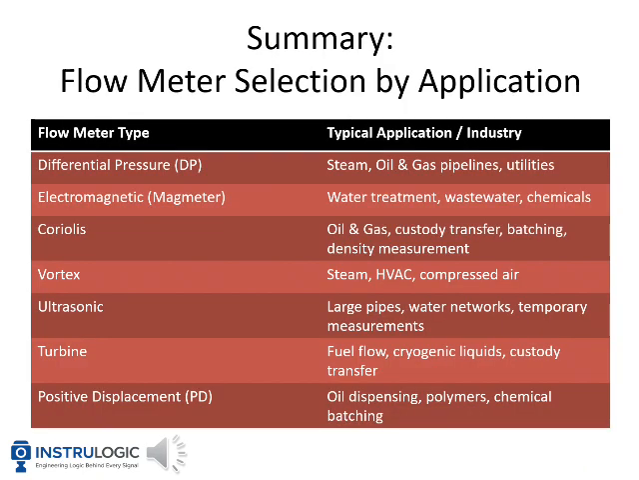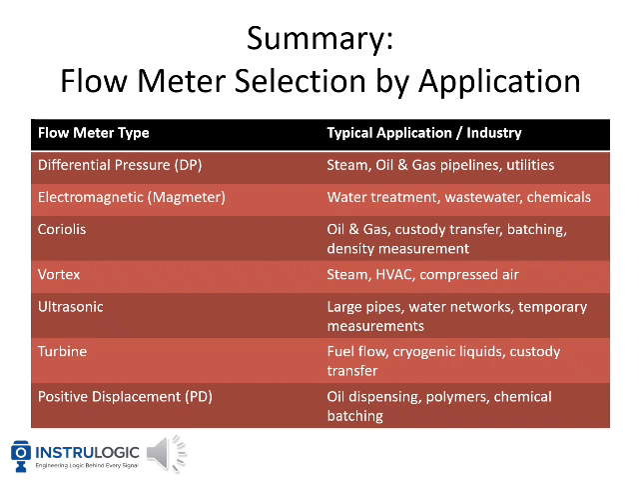Let's summarize what we've learned about flow meter selection by application. Differential pressure (DP) meters, used for steam, oil, and gas pipelines, and utilities. Electromagnetic meters, ideal for water treatment, wastewater, and chemical processes. Coriolis meters, chosen for oil and gas, custody transfer, batching, and density measurement. Vortex meters, best for steam, HVAC systems, and compressed air. Ultrasonic meters, used for large pipes, water networks, and temporary measurements.